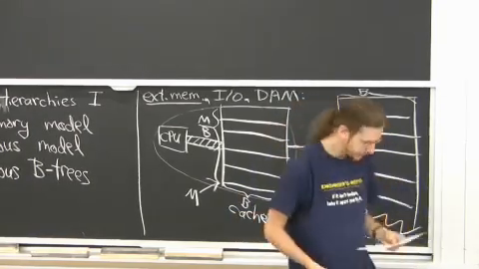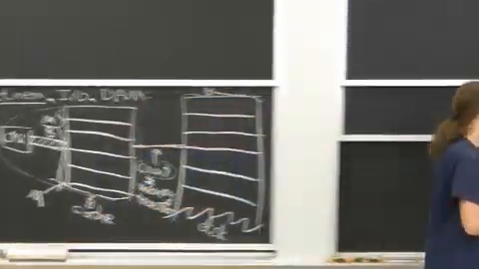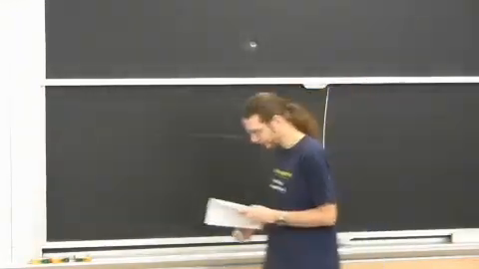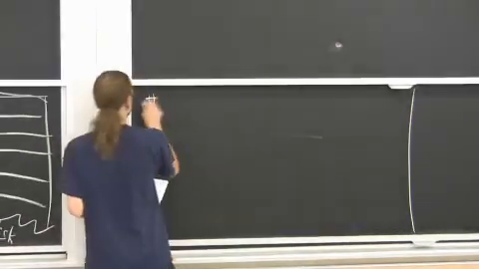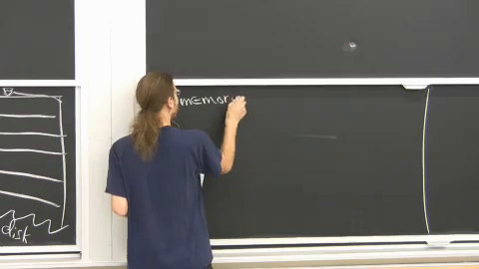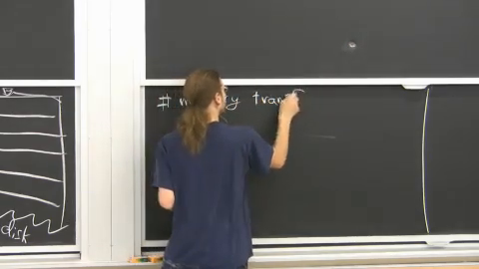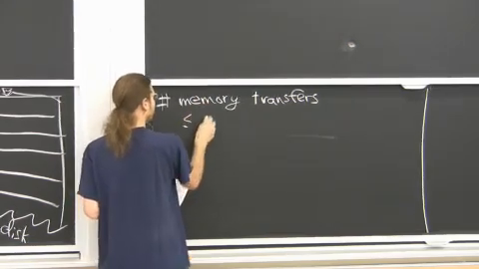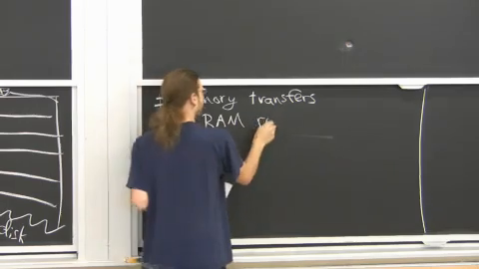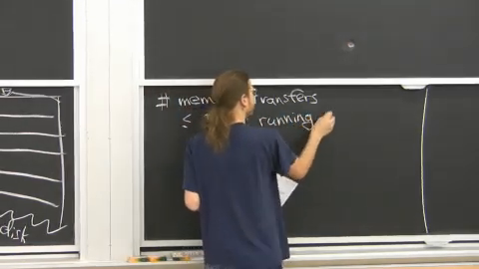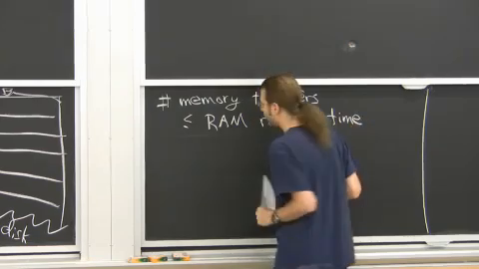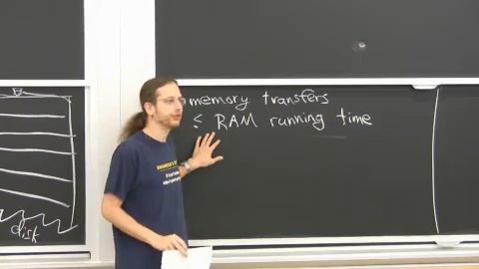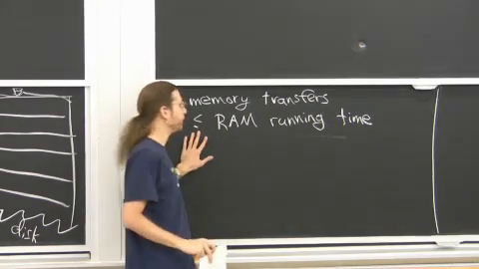So let's see. Let me write some obvious bounds, and then I'll tell you some of the main results in this model. So the number of memory transfers is what we care about. And it's going to be, at most, the running time on a RAM. So this is a comparison between two models. Right? At most, every operation you do on a RAM data structure incurs one memory transfer. That would be the worst case. So that's what we want to beat.